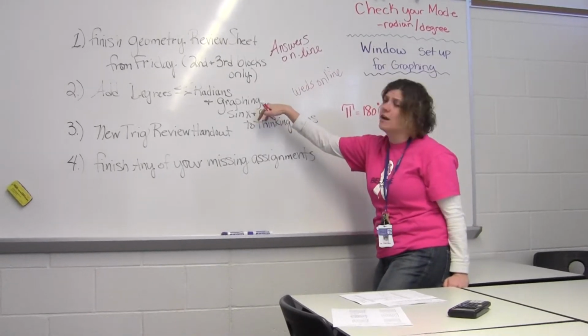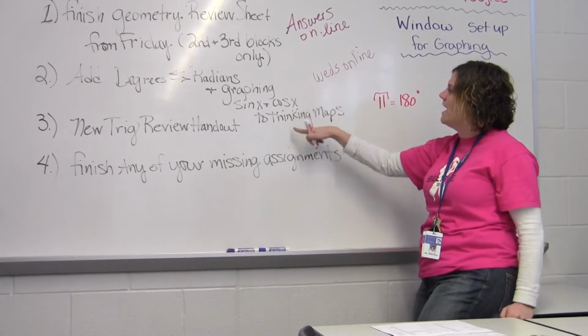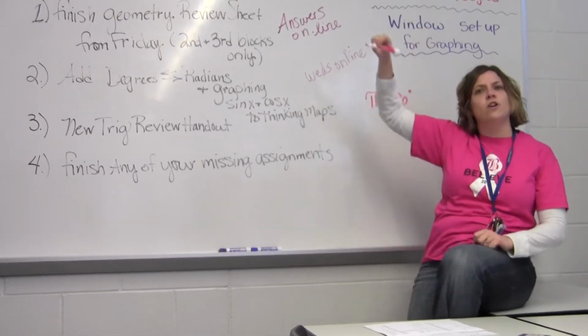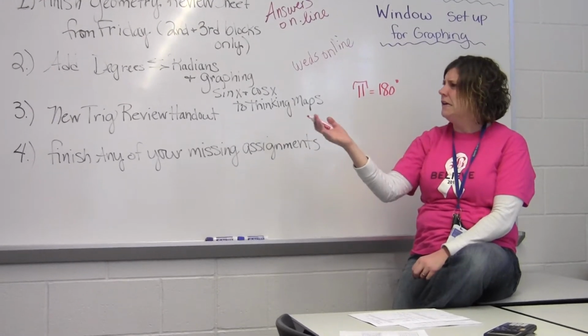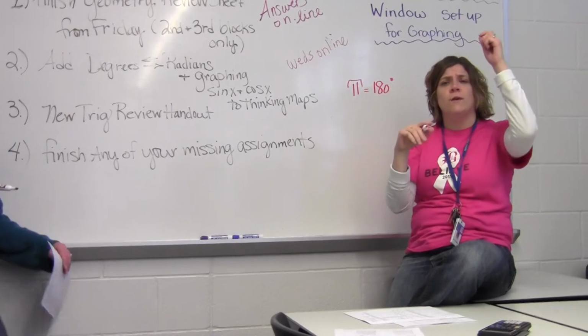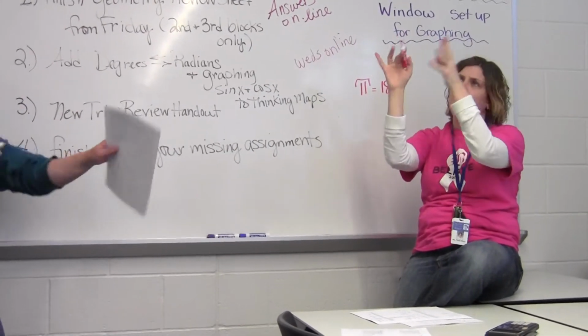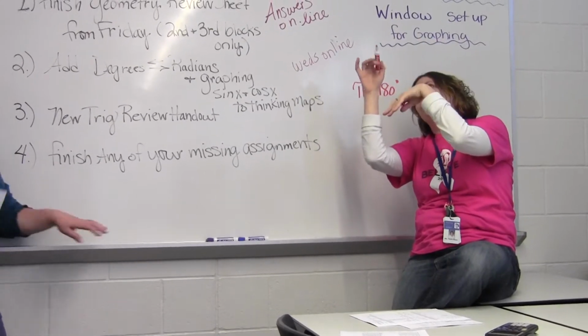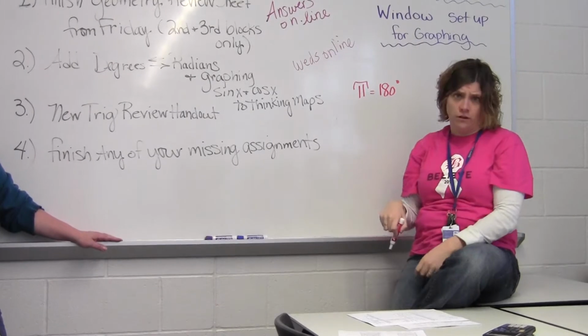You're also going to write on your thinking map about graphing for sine of x and cosine of x, with that sine curve and that cosine curve. And remember, we did that back on Thursday, I believe. We talked about the pi over 2 and the pi and the 3 pi over 2 and then 2 pi, and where that fell on the curve.